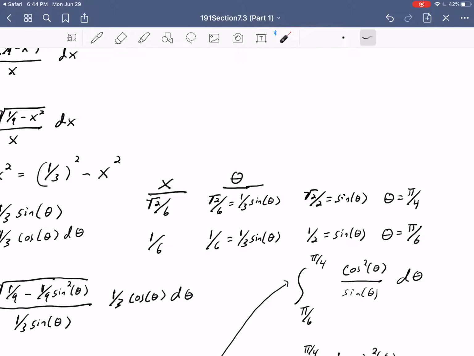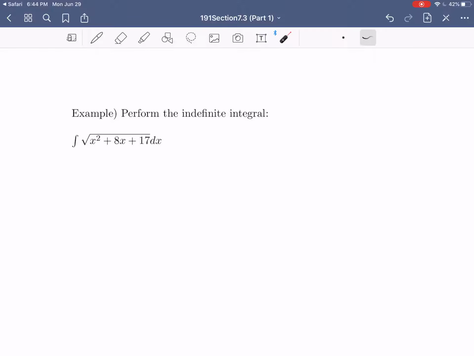All right, let's get to our very last example, which is going to be very similar to the ones that we've done here, but just with one little added twist. You're not going to see this very frequently, but I'd like to at least show you one example of it. So we're going to try to perform this indefinite integral, the square root of x squared plus 8x plus 17 dx. Now, at the beginning here, we should immediately recognize that this doesn't look anything like the other ones that we've done, except for the fact that we have a square root in there. In other words, what's in here doesn't look like the previous ones because it's got that 8x.